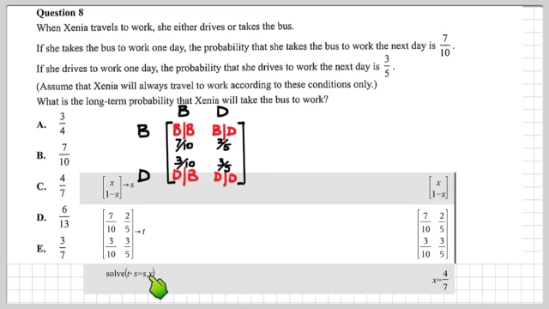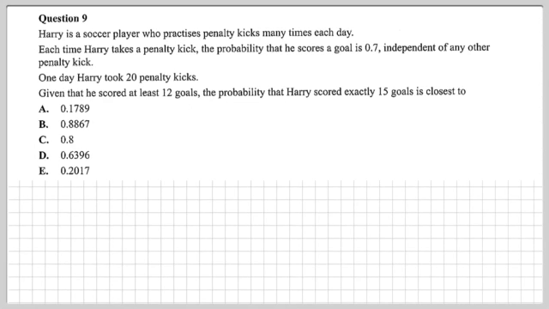You're solving it for X. This times this gives this, and X is the only variable in there, and it comes out to be 4/7. So therefore, your answer is C. Okay? That's what you do. Okay, question 9. Let's have a look.